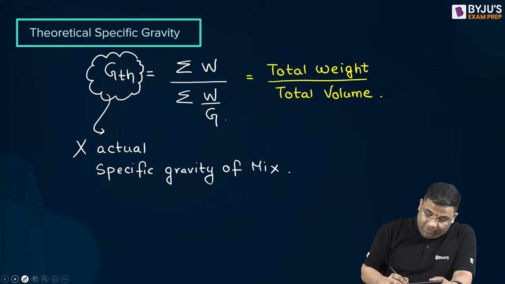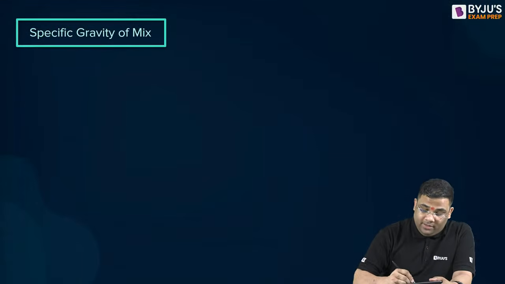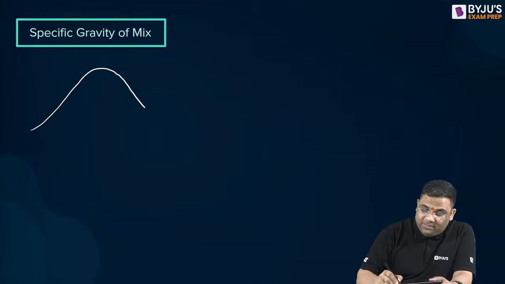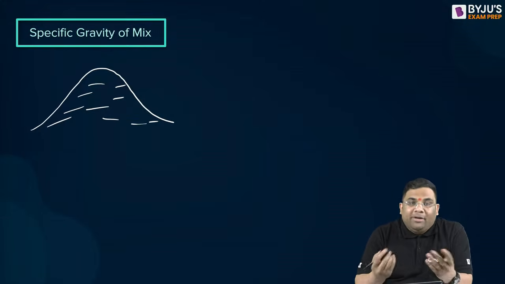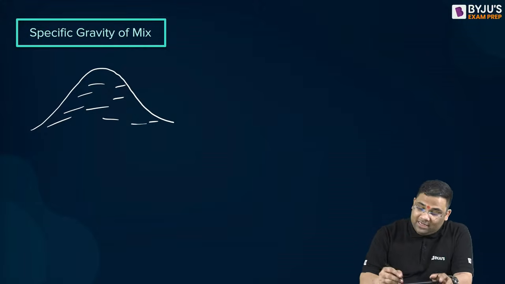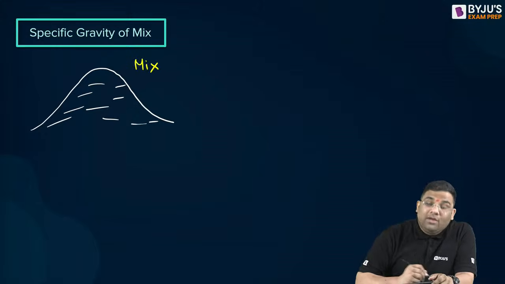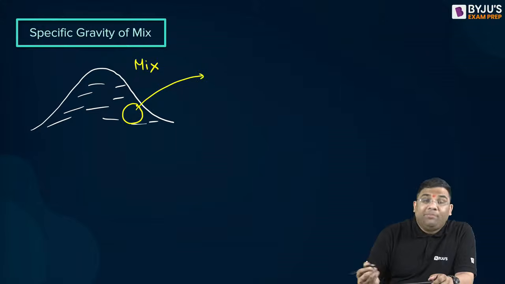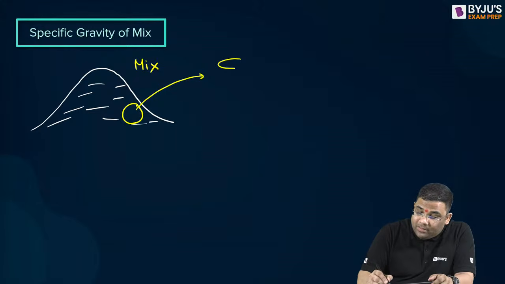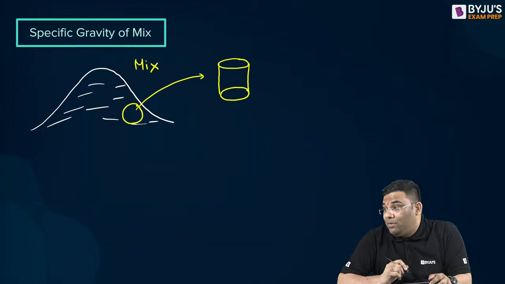Very easy. What we do, we have this mix. Suppose this is our bituminous mix. You have added all the things: the aggregate, the bitumen, and then the filler, everything is there. So this is the mix. What we'll do, we'll take a part of it and we prepare a sample. A cylindrical sample we prepare.